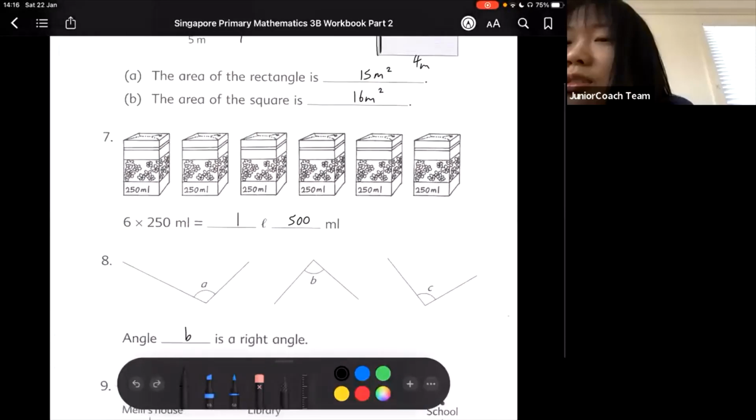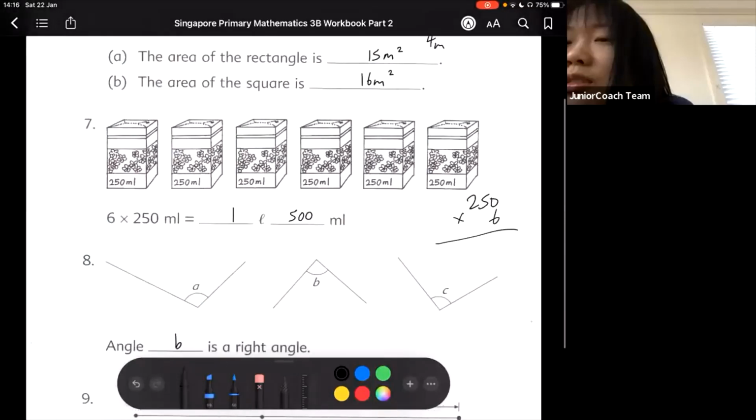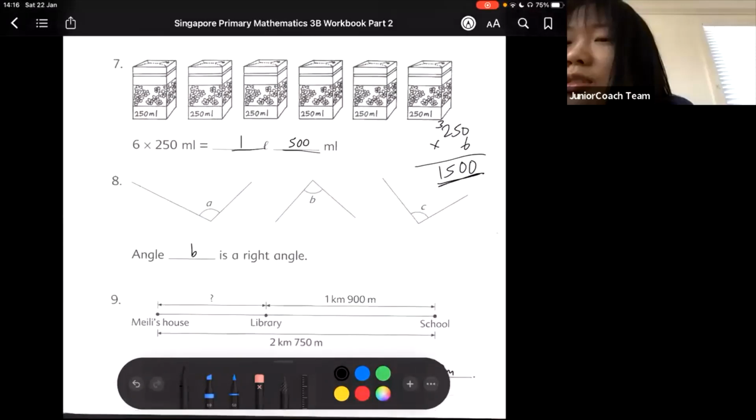This one should be pretty simple. You just take 250 times 6. 0 times 6 is 0. 5 times 6 is 30. 2 times 6 is 12, plus 3 is 15. So we get 1,500 milliliters. But they're asking us to put our answers in liters and milliliters. So we have to convert that into 1 liter and 500 milliliters.